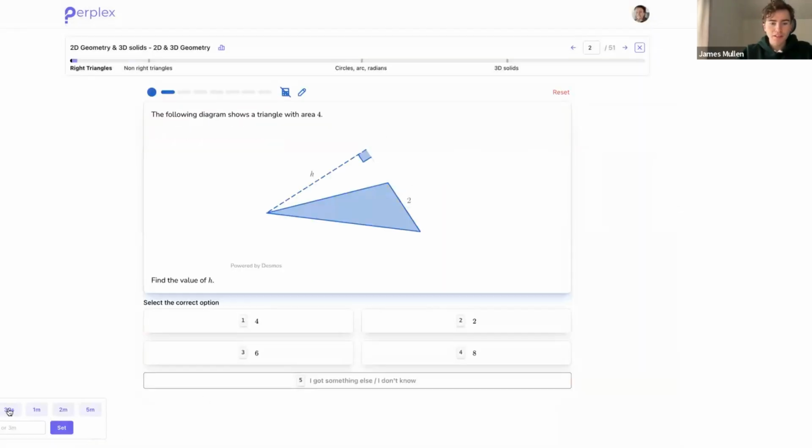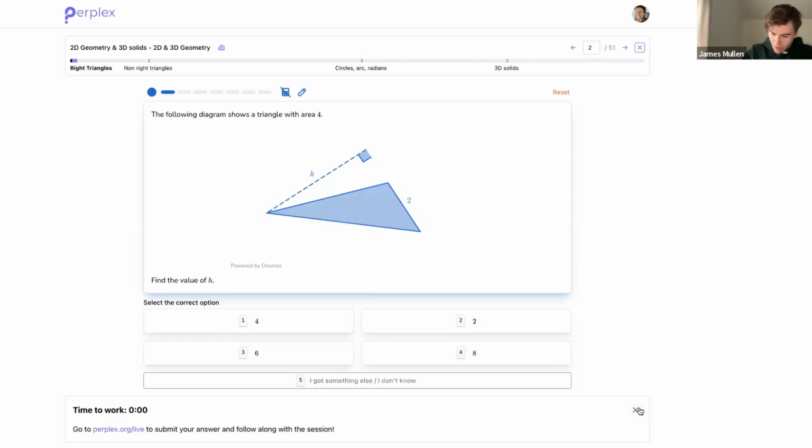Okay, I'll give you 30 seconds to do this really quick example. So I have a triangle with area 4, so I can write, using the formula we just explained, area is half of base times height. And I see that the base is 2, so half times 2 times h is equal to 4, and the half and the 2 will cancel, and so we must have h is equal to 4.